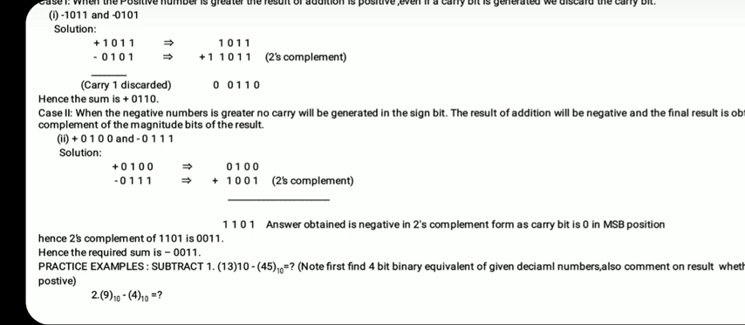0110, right? So 11 minus 5 is equal to what? 6. So whatever result we get now, it is the binary equivalent of 6. So you can check it. So this is how we find it.